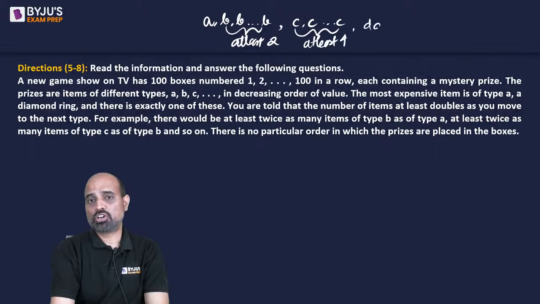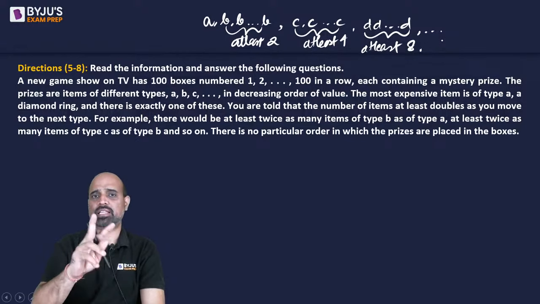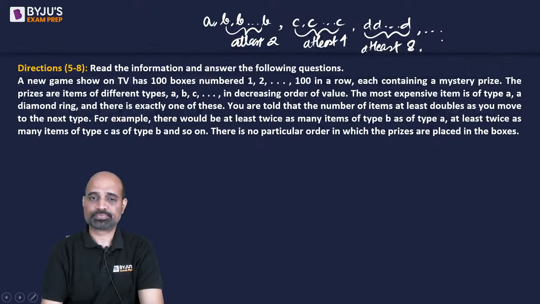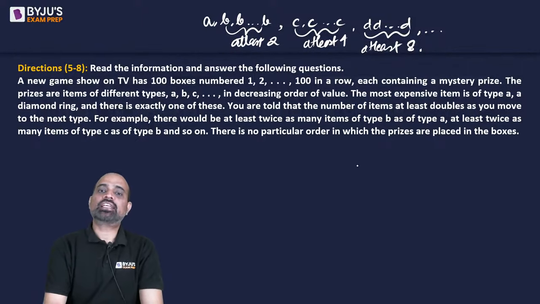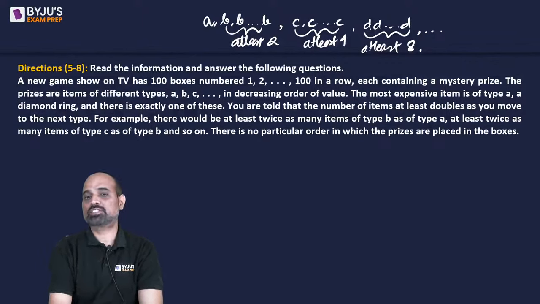Similarly, if we talk about how many D's we are going to have, D is going to be at least 8. So this is more like binary logic, right? It is a binary logic based puzzle. Binary means 2, that is, it keeps doubling. Okay, you're told that the number of items at least doubles as you move to the next step. We will remember this. For example, there would be at least twice as many types of B as of type A, and at least twice as many of type C as of type B, and so on. Exactly what we have written here.